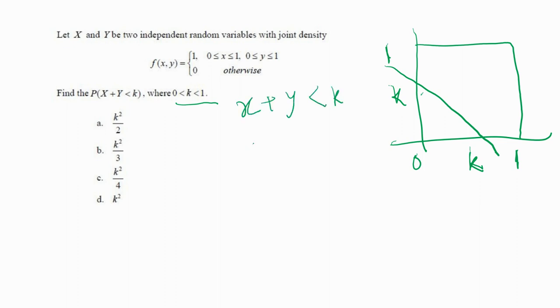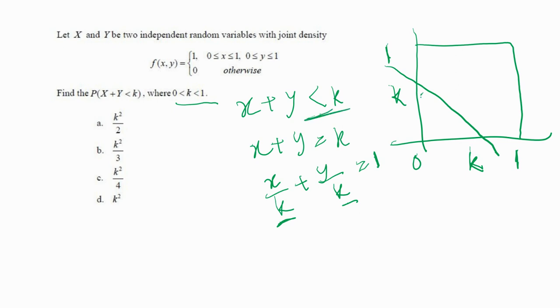First thing is to convert it into the equation x plus y is equal to k. Next thing is to find the intercept form, and then draw the line. So k and k intercepts, draw the line, and then less than k will be the lower portion. So this is the region we want to find.